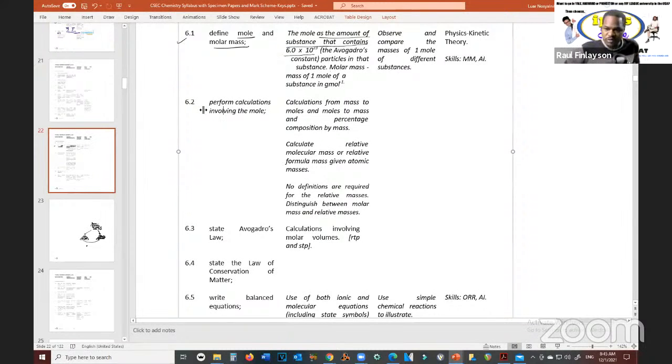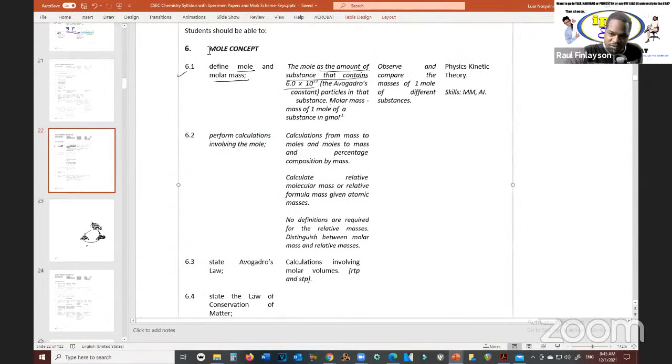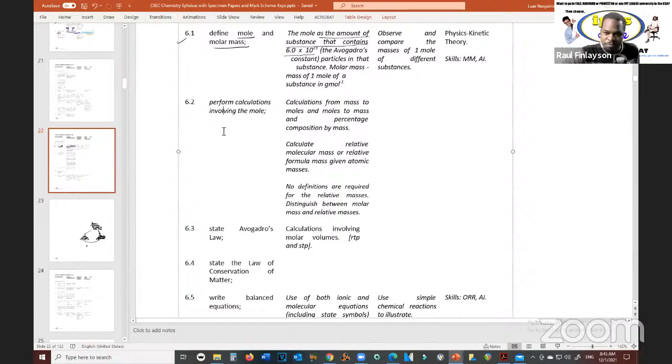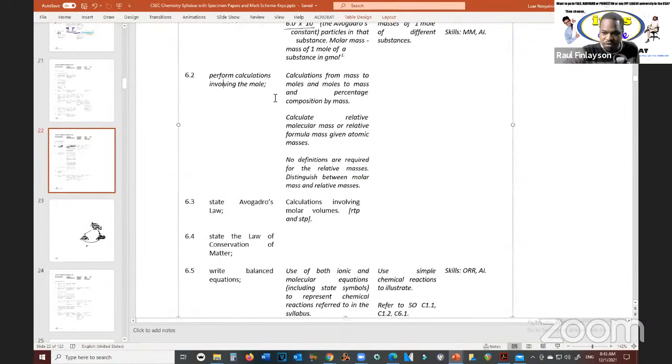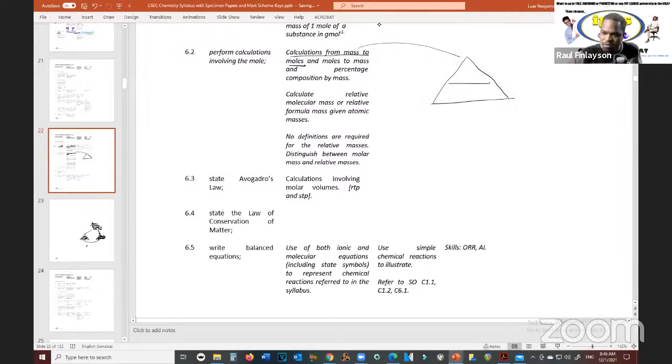So now we finish off 6.1. Remember, the mole concept is the sixth main topic in chemistry. 6.2 is calculations from mass and mole. From mass to mole, we should be able to do that. It's the same formula we talked about a while ago. You put your moles here, and if it's mass to moles, you just use this formula.